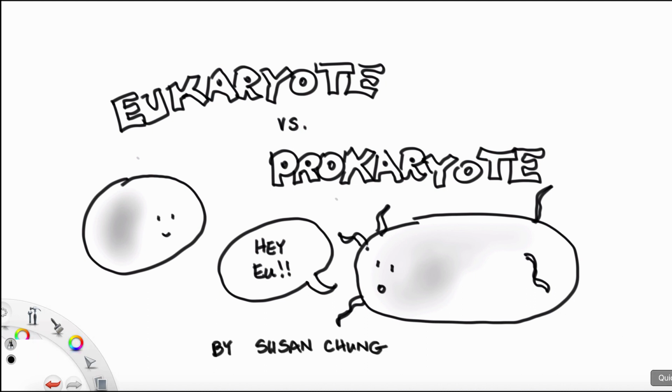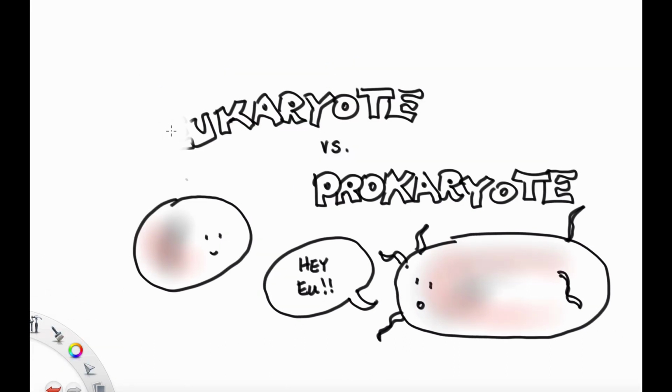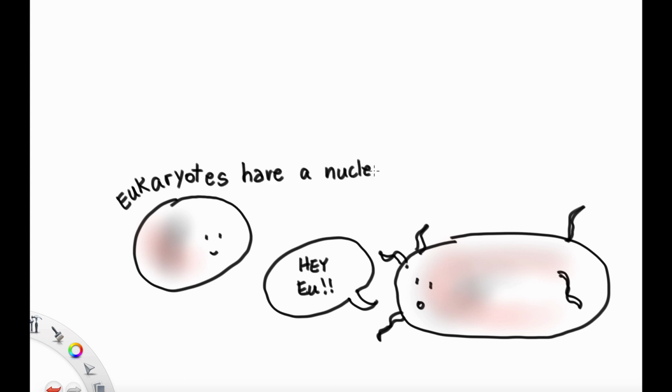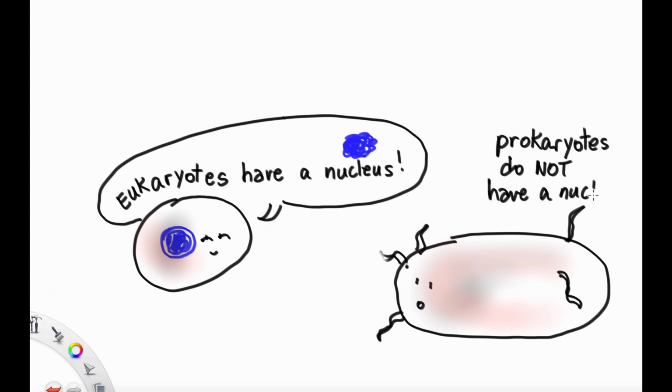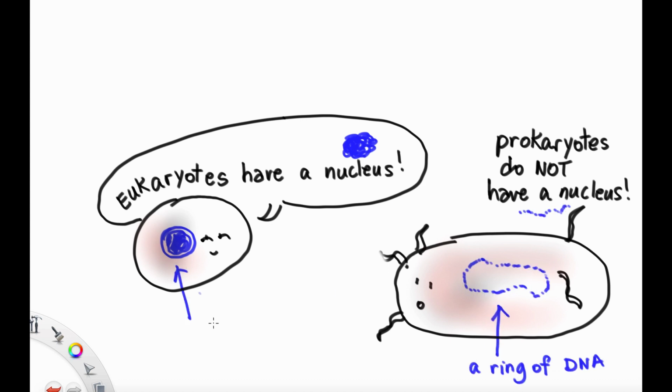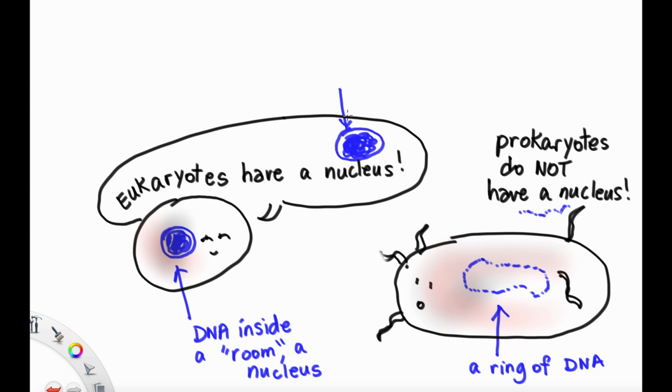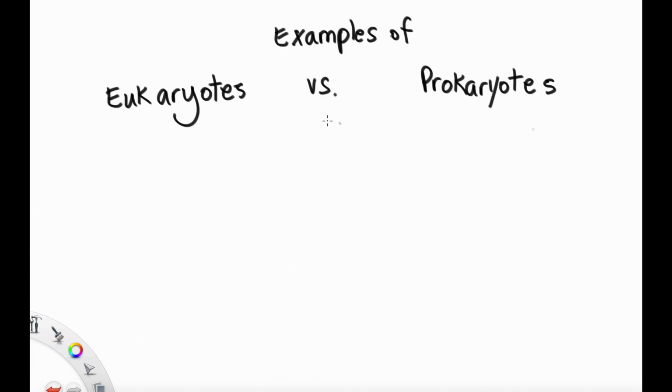This is a video about eukaryotes and prokaryotes. Eukaryotes have a nucleus, and prokaryotes do not have a nucleus. Prokaryotes have their DNA as a ring of DNA in the middle, and eukaryotes have DNA inside a room that we call a nucleus, which means that it is packaged in a nuclear membrane.